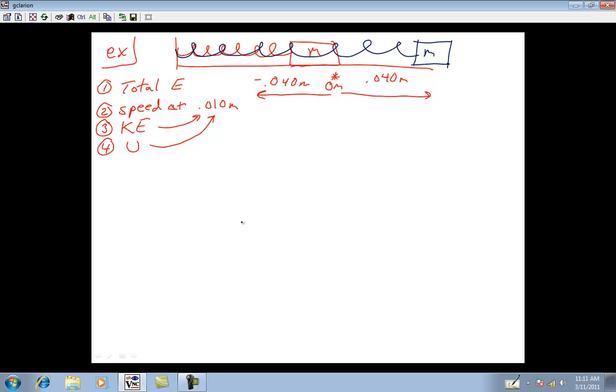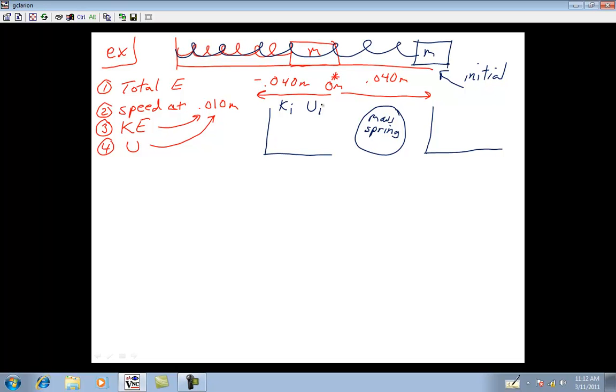If I use my energy model, at that location, I've got the mass, I've got the spring. I guess I can include the Earth even though it doesn't have to be part of my energy model. At this beginning location, let's call this the initial position. So at my initial position, if I'm going to look at the initial kinetic and initial potential, how would I fill that out? It would be all potential.